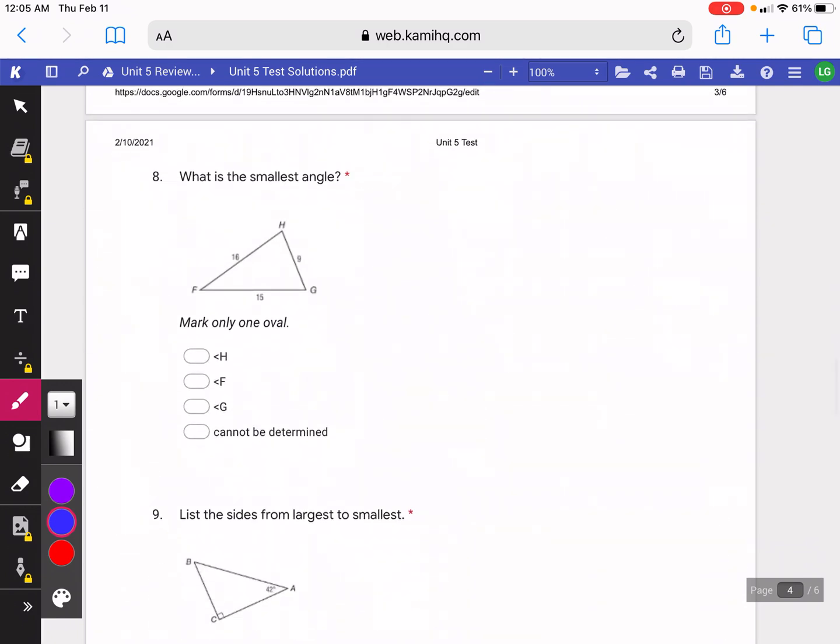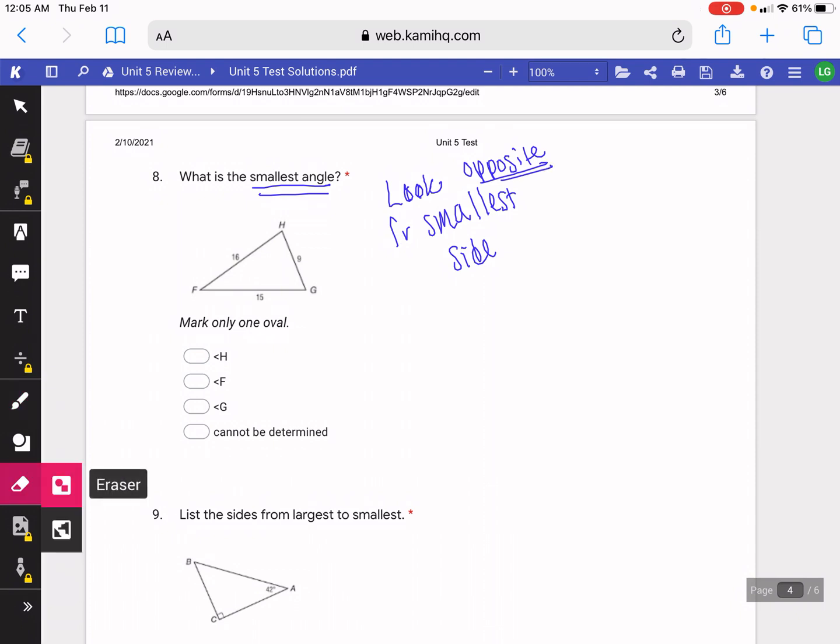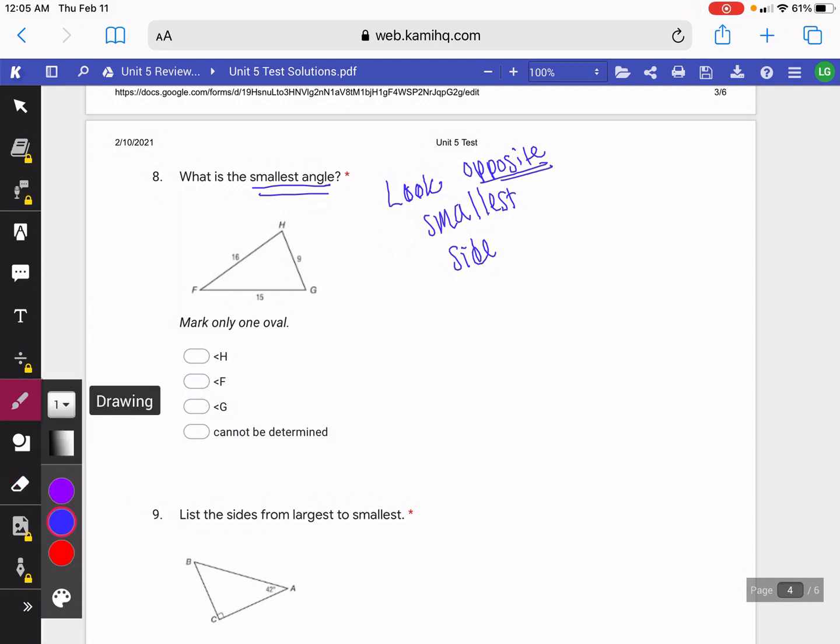This next one wants to know the smallest angle. Well, the smallest angle will be opposite the smallest side. So we're going to look opposite of the smallest side. So the smallest side here would be 9, making the smallest angle, angle F.